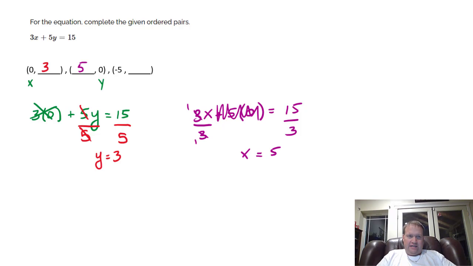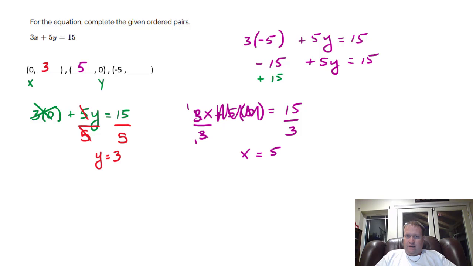Now the last one, x is a negative 5. So that says 3 times x, which is 3 times negative 5, plus 5y equals 15. And we are going to solve this for y. So we're going to multiply 3 times negative 5. That's a negative 15. And we're going to plus 5y equals 15. And we're going to go ahead and finish solving this equation.